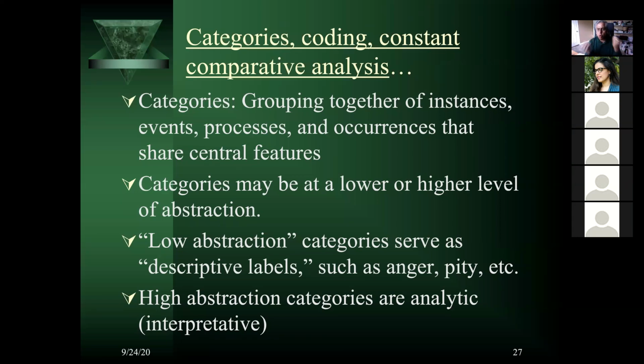So what are lower or higher levels of abstraction? The same thing you could be looking at as either being at a lower level of abstraction or a higher level of abstraction. The low abstraction categories serve as descriptive labels. Remember, in categories and coding, there is a descriptive or interpretative level. So expressions that talk about such as anger, pity, resistance, or compassion and things of that nature are just descriptive labels that have been assigned to a category. You're simply looking at that and saying, this is occurring in the transcript. This is what is coming in the transcript. But that doesn't tell you how it is being interpreted in the text, in your transcript.